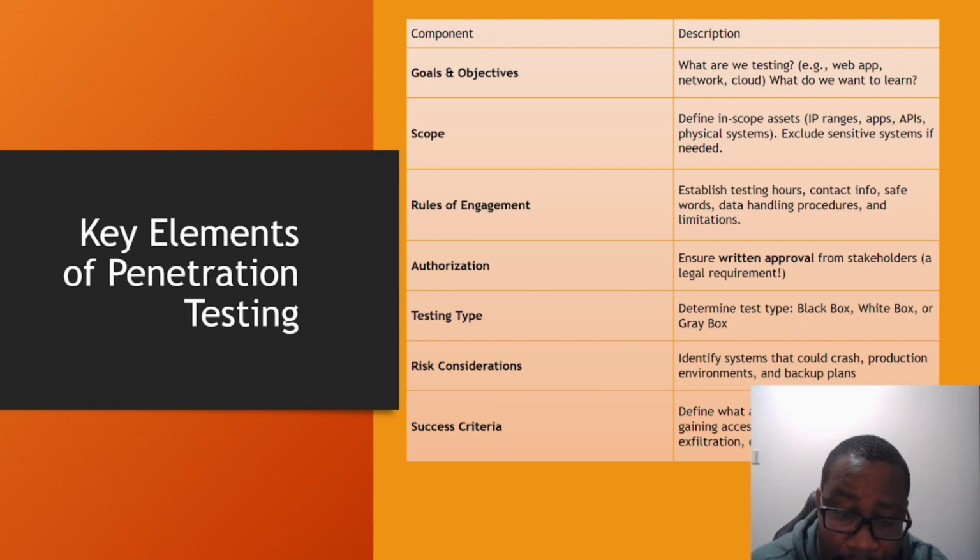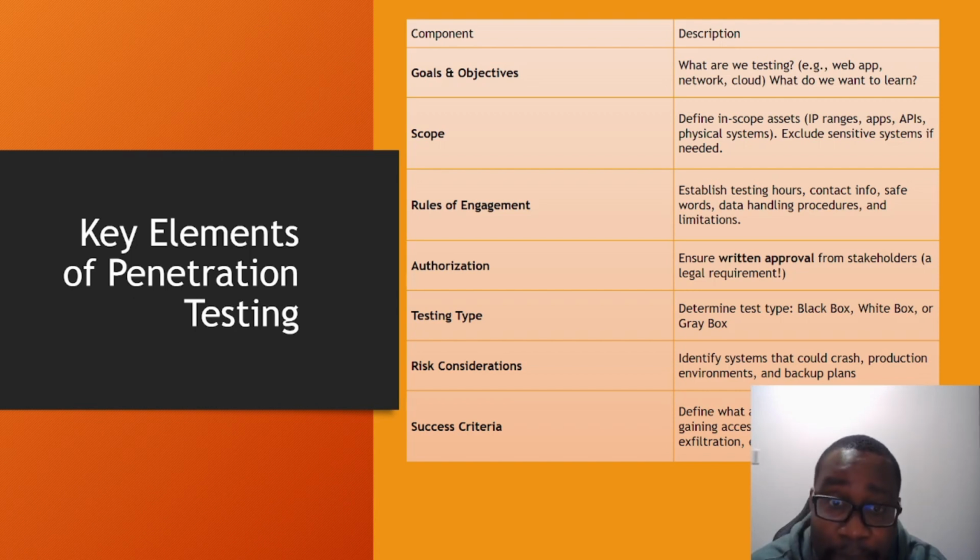Next, the other element is defining the scope. What is the breadth of what we're testing here? Do we need IP ranges? Do we need certain crypto keys, if that's even possible? Applications, APIs, physical systems. Do we need the devices that remote workers have? Do we need VPN access? What are we allowed to test, to penetrate? Exclude sensitive systems if needed. That's why I said, maybe not keys. They're probably going to give you the crypto keys, but you know what I'm saying? You're defining your wiggle room as a pen tester.